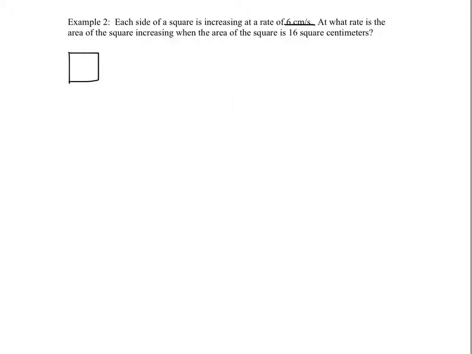I'm going to go ahead and say that this is x and this is x because we know that it says the sides of the square is increasing at a rate of 6 centimeters per second. Okay, a rate is automatically a derivative. We know that. So we're saying that x is increasing. So I'm going to say that the rate as x increases with respect to time is 6. So I found dx/dt.